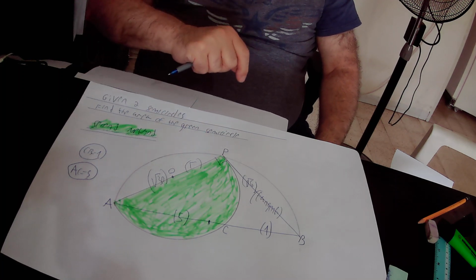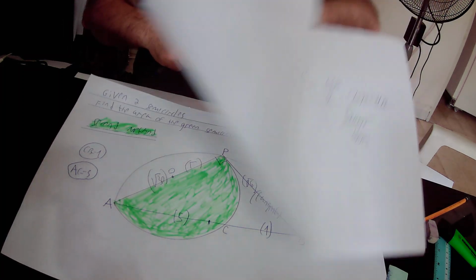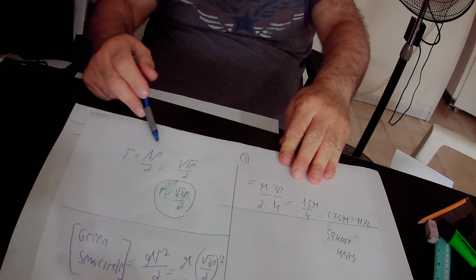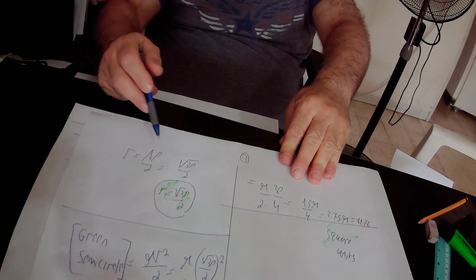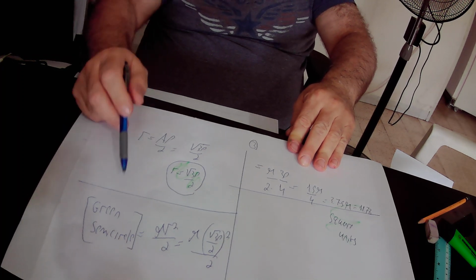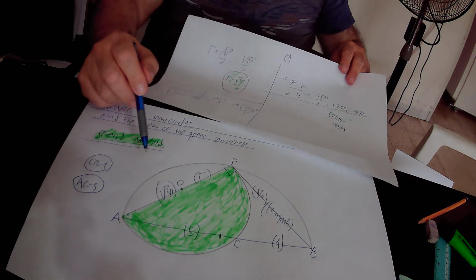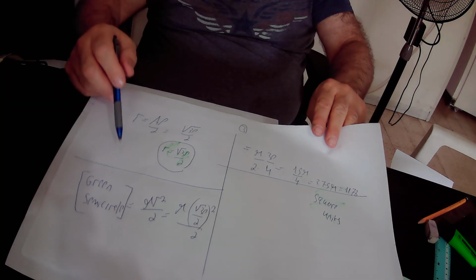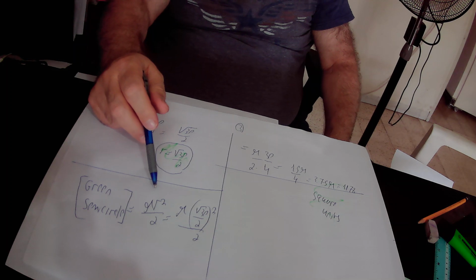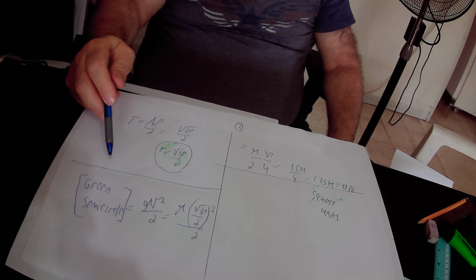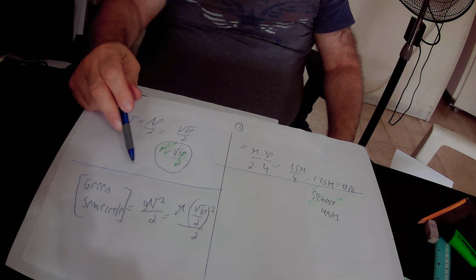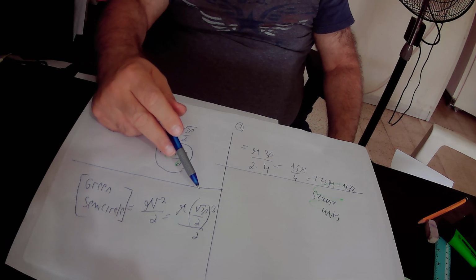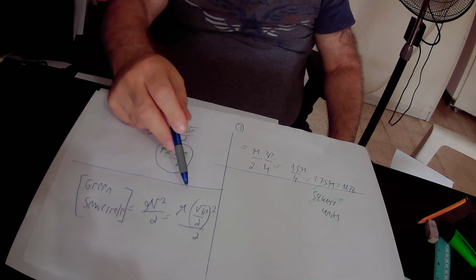And the area of this semicircle, therefore, must be equal to, again, the radius is the diameter over 2. This is AP over 2. AP is square root of 30, and square root of 30 over 2 is the radius R. And the area of the green semicircle must be equal to the area of the circle, that is pi r square over 2. So the area of the green semicircle equals pi times r square over 2. R is square root of 30 over 2, therefore r square is square root of 30 over 2 squared. We open the brackets here.